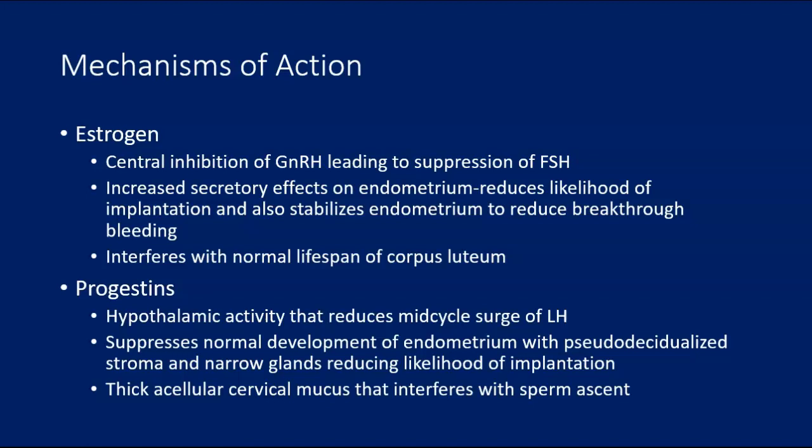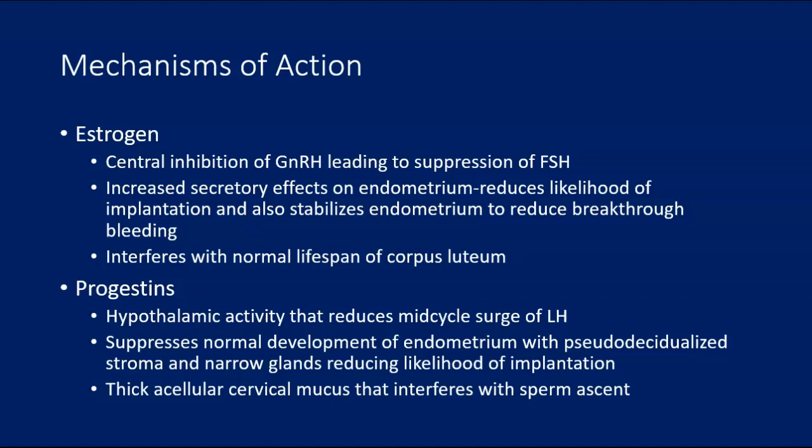It also interferes with the normal lifespan of the corpus luteum, but given by itself, it is less effective in inhibiting ovulation than the progestin that's usually added to the estrogen. And certainly the progestins have hypothalamic activity that reduces mid-cycle surges of LH so that ovulation doesn't occur.